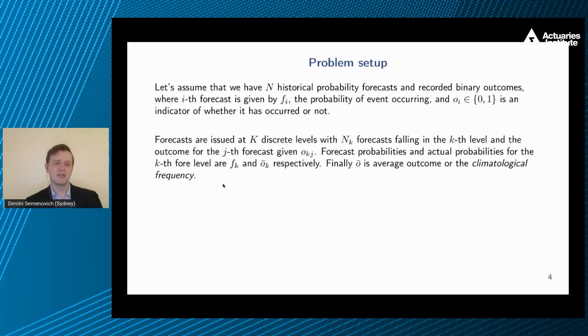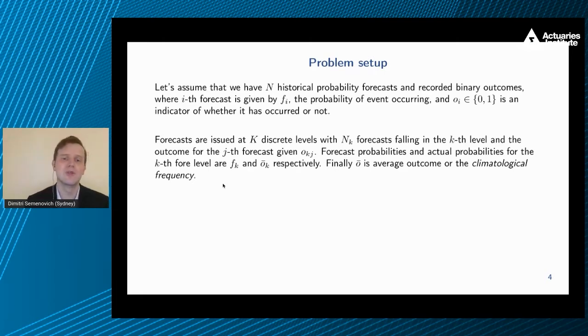So to describe this more formally and build on it, we will need to introduce some notation. Let's say we have n historical forecasts in total, and for each forecast we've recorded the probability of a binary event occurring, as well as the actual outcome. So we're looking retrospectively. Forecasts are issued at k discrete levels. For example, if we have 9 levels, we could have probabilities of 0.1, 0.2, 0.3, and so on. So we're not looking at very precise probabilities.